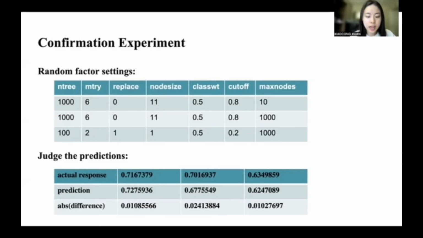We conduct 3 additional runs to validate our previous conclusion by randomly choosing the factor settings from the remaining unused runs in the fractional factorial model. The random factor settings are shown in the first table. Then we use our model to predict the cross-validation accuracy and compare our prediction with the actual response. The absolute differences between them are all smaller than 0.5, so we can conclude that the predictions are good.